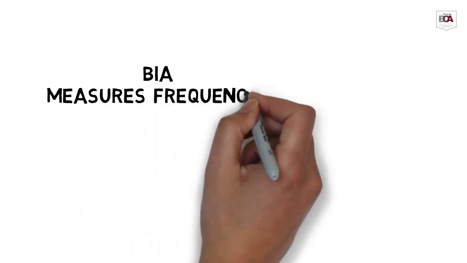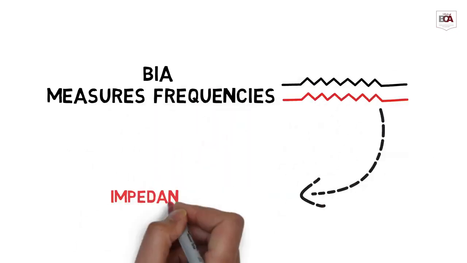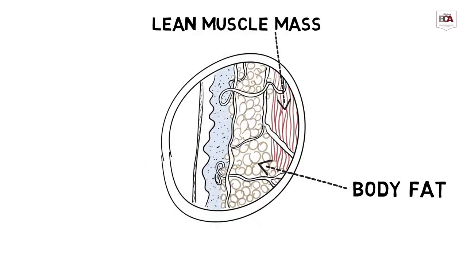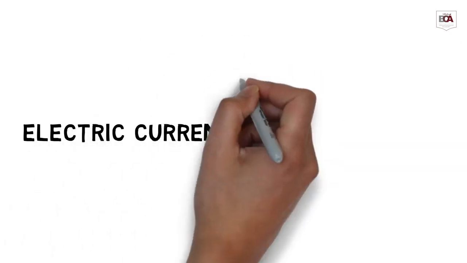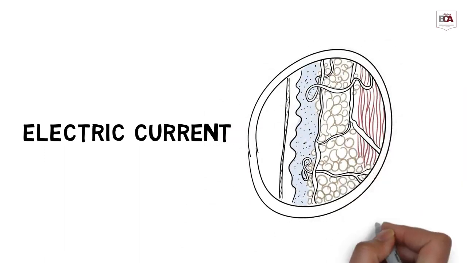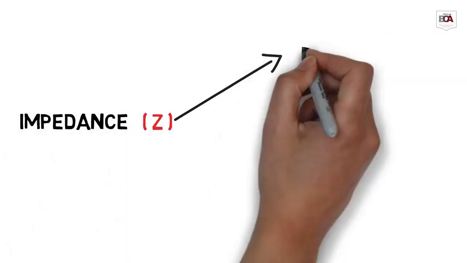The bioelectrical impedance device measures the frequencies to receive impedance values, which can be used to calculate the amounts of body fat, lean muscle mass, and water in the body. Impedance is the measure of how current is slowed or stopped as it passes through a material. Impedance has two components.